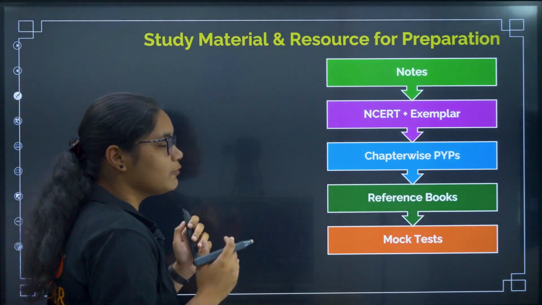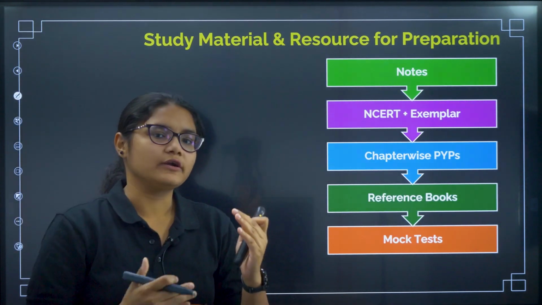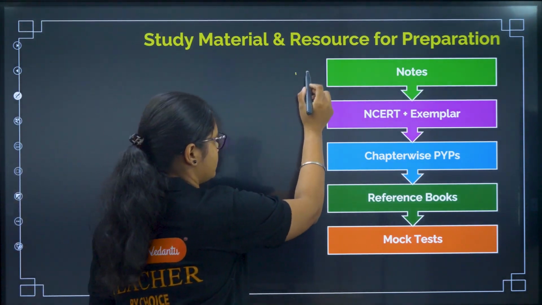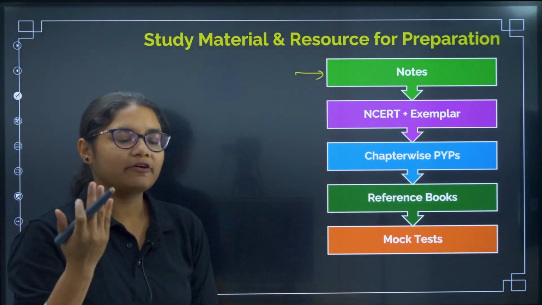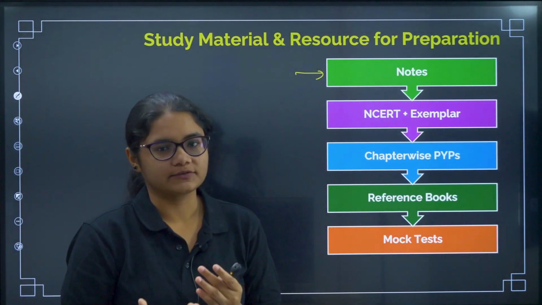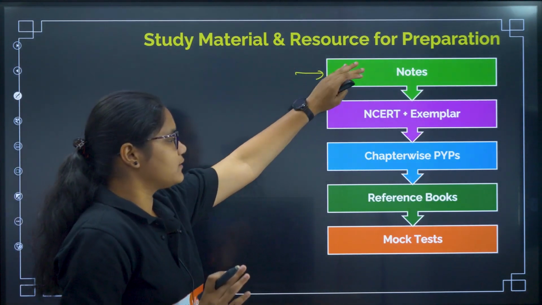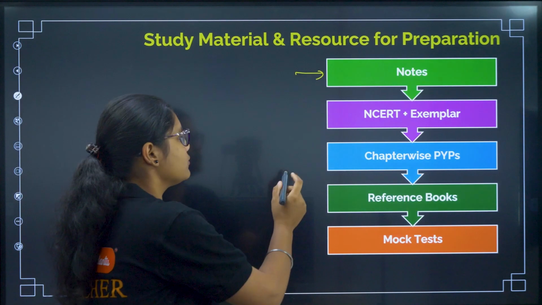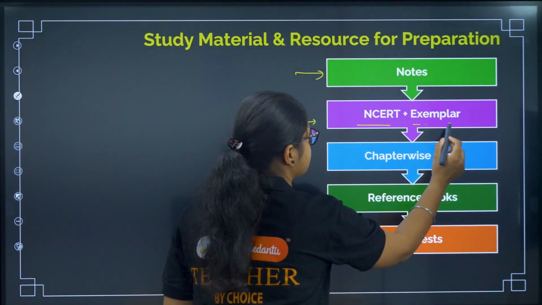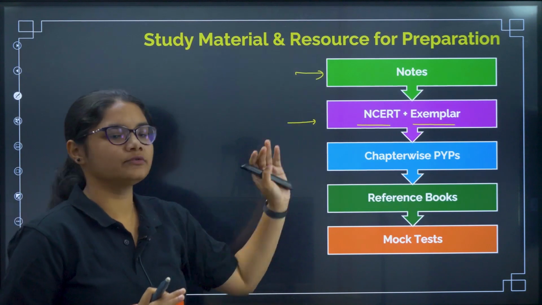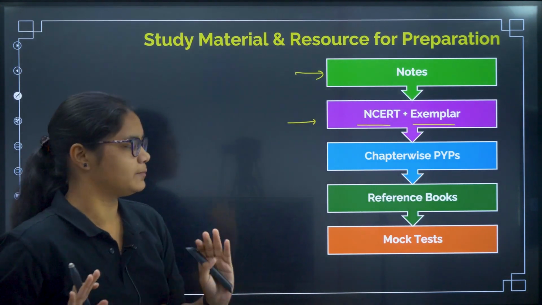Now coming to what you should study from, or the order in which you should prepare a topic. First, you have to revise the notes, which you have prepared in your classroom or in your coaching institute, or which you have got from somewhere. You can revise these notes thoroughly. Then you can go for NCERT and exemplar. Just revise the NCERT book and do some questions from the NCERT exemplar.